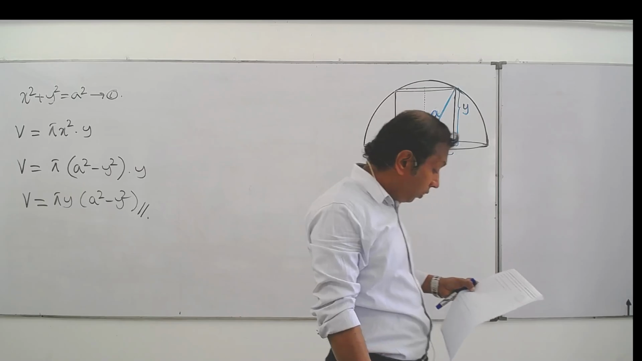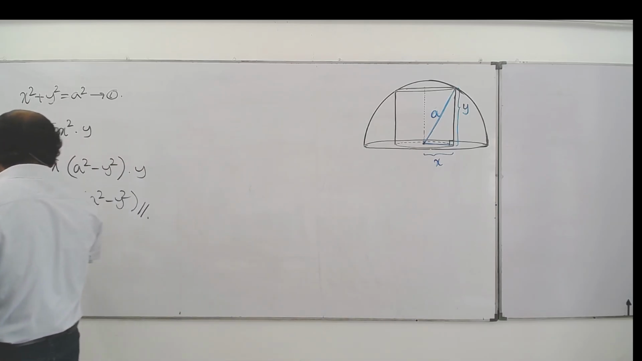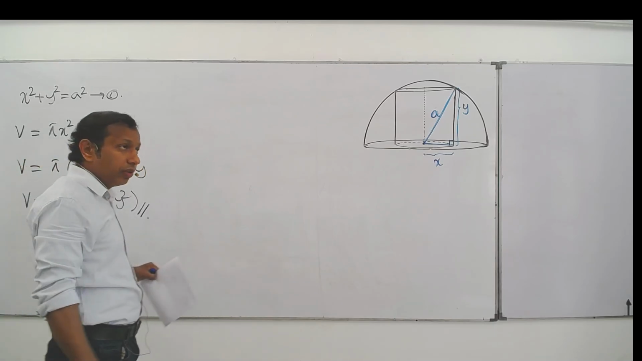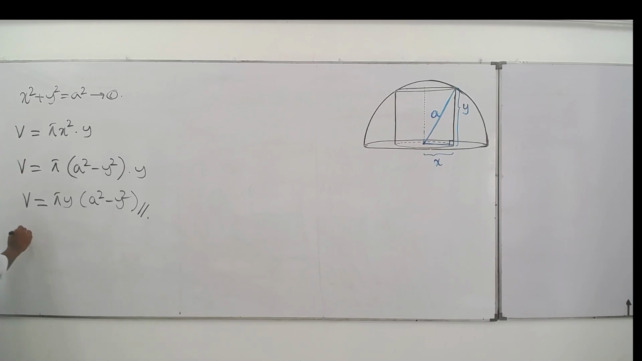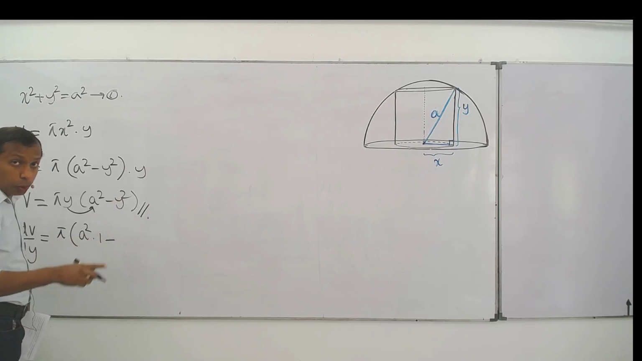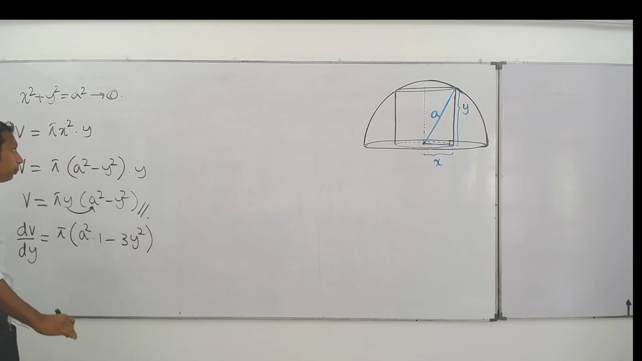Now it asks to show that the volume V is maximum when y equals this. You can see this volume V is a function of y. Therefore, we can differentiate V with respect to y and find dV over dy. Pi, once I bring here, we get a squared y. Then a squared is a constant, so the derivative of y with respect to y is 1. Then y times y squared gives us y cube. Y cube's derivative with respect to y is 3 y squared. dV over dy.